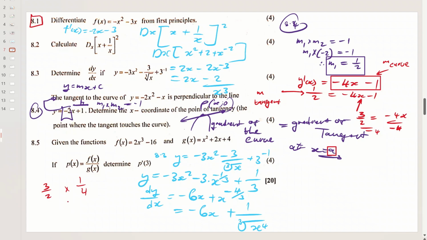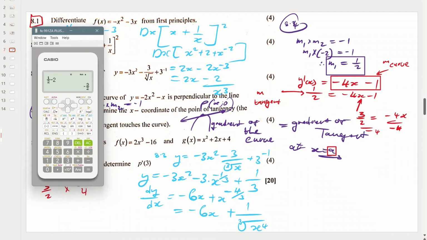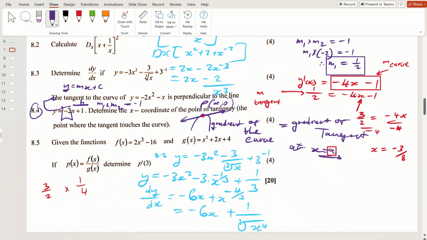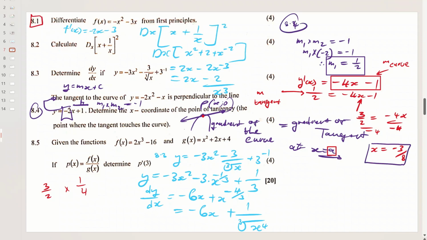So x is 3 over 8? Let's see. You'll have 3 divided by 2 and then divided by 4, 3 over 8, you see? So now x is equal to -3 over 8, since we divide by a negative. So this is the x coordinate of the point of tangency where the tangent touches the curve. That's it. And I can highlight it for you so you can see it. Yeah, that's it.